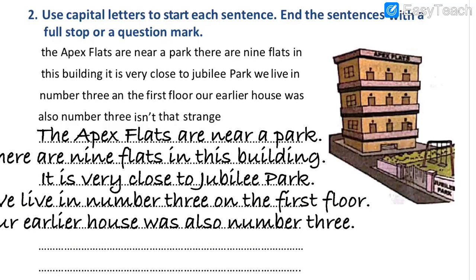Our earlier house was also number 3. See here, O is capitalized and we have put a full stop. See, here it was not capital, and here there was no full stop. So we have done the capitalization and punctuation mark.